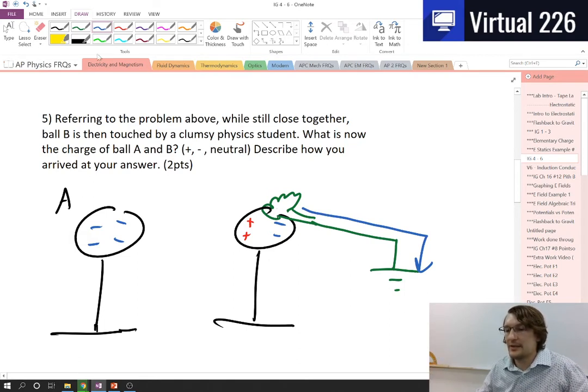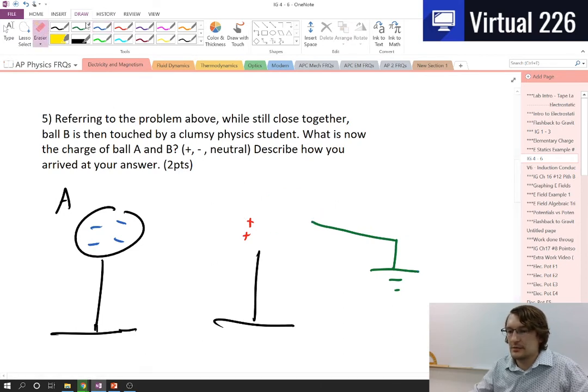What will happen then is when the student releases this, because these electrons are gone, the sphere is still there. This ball B is now going to be net positive because the electrons ran away. Okay, they went into the ground, they went into the Earth.